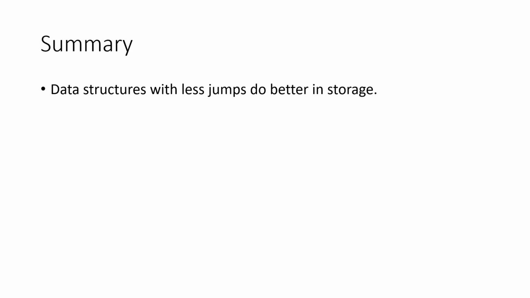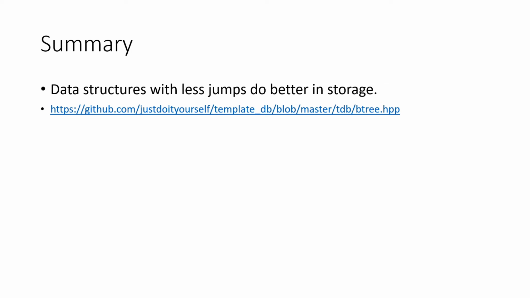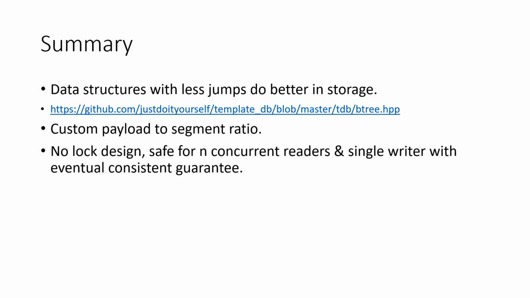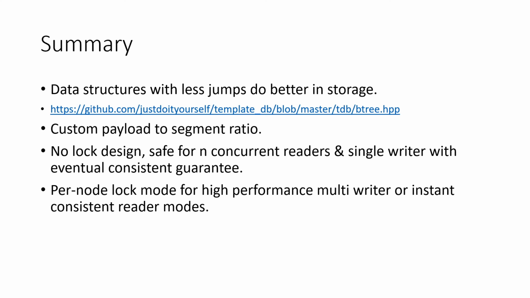Summary: data structures with fewer jumps do better in storage. Here's an implementation of a B-tree on GitHub you can look at. This one implements custom payload to segment ratios with template parameters. It is a no-lock design, safe for n concurrent readers and a single writer, with an eventual consistency guarantee, or a per-node lock mode for high-performance multi-writer or instant consistent reader mode.